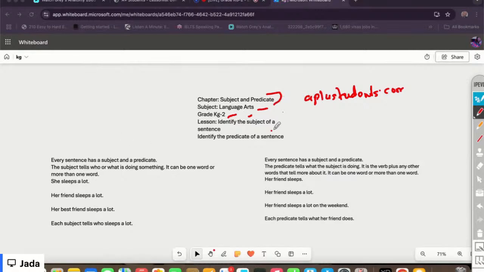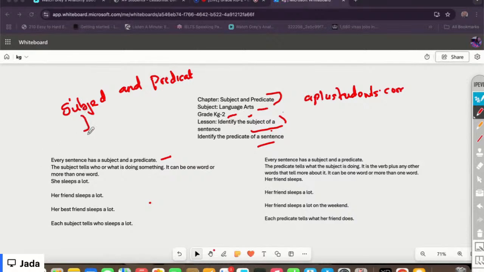We have two lessons from the subject and predicate. The first is identify the subject of a sentence, and the second is identify the predicate of a sentence. So, first of all, we need to note that every sentence has a subject and a predicate. Every complete sentence will have a subject and a predicate. Okay, so now we will say what is the subject and what is the predicate?